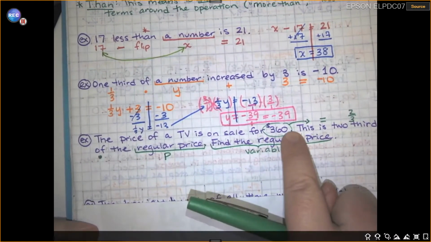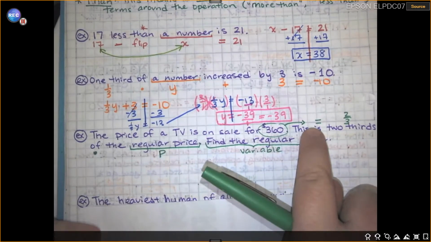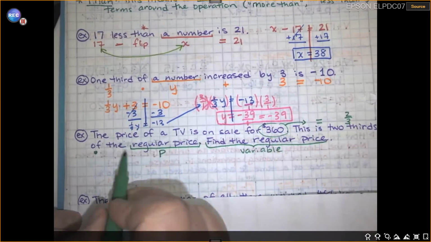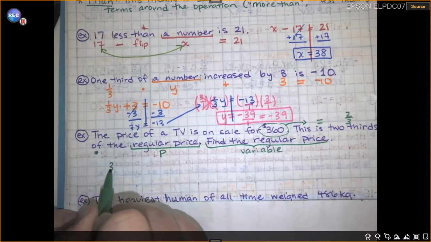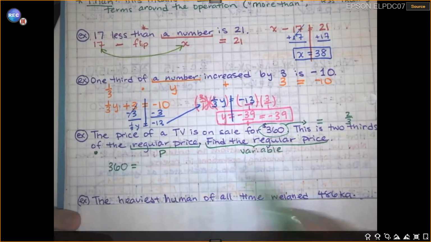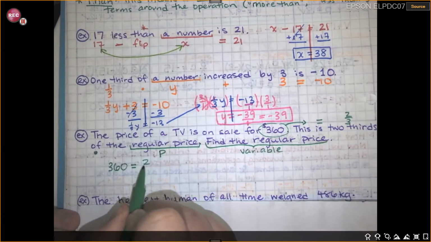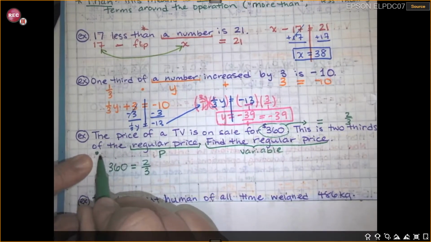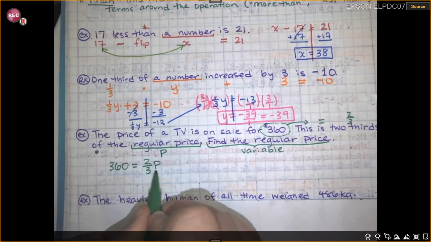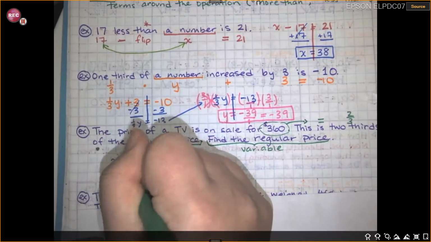So, this is kind of split on two lines, but we have that 360 is, which means equals, 2/3 of the regular price. So again, I'm not actually going to write times, I'm just going to put P because that means times.